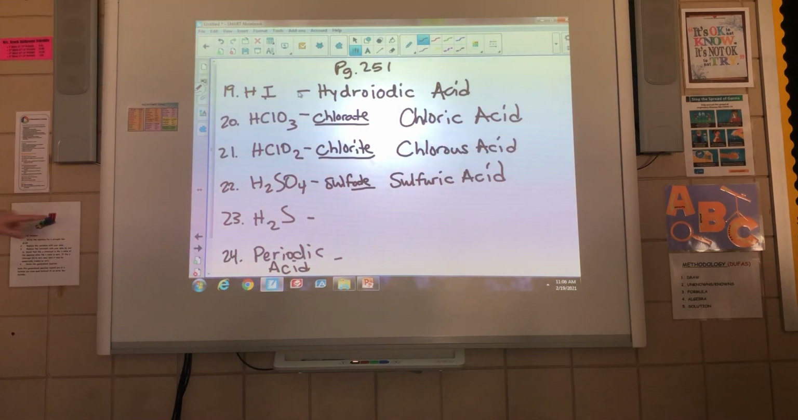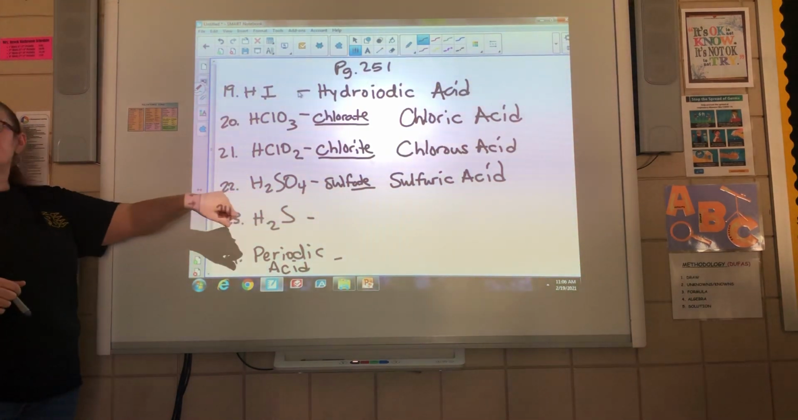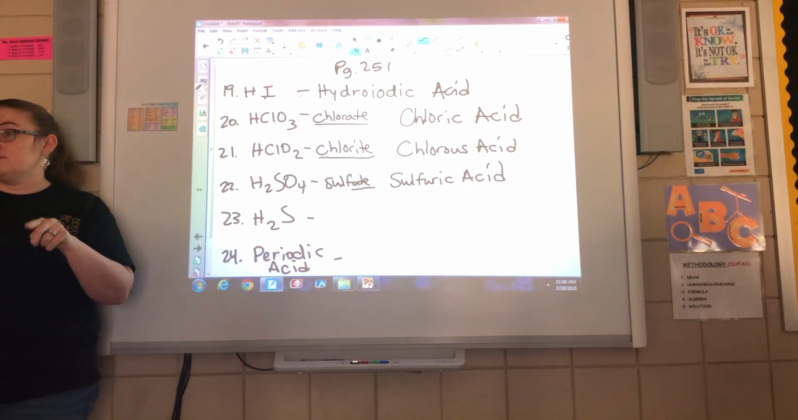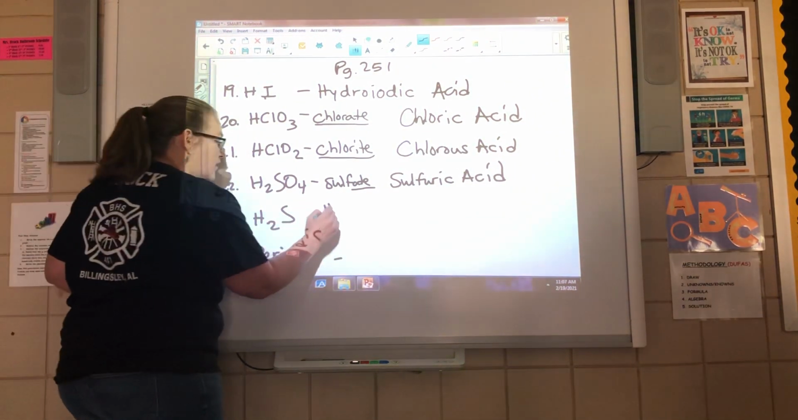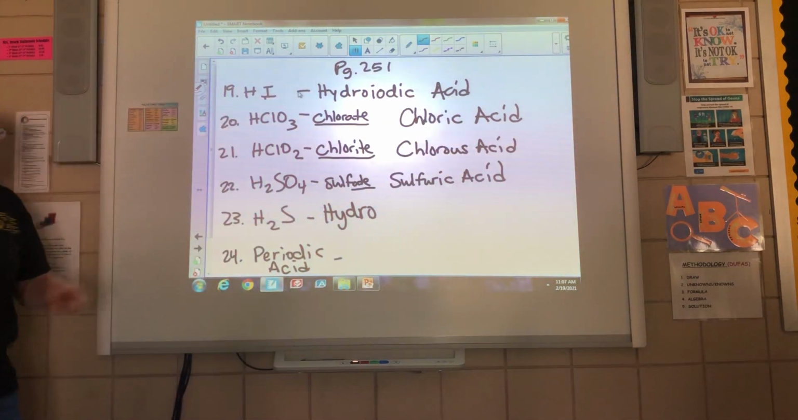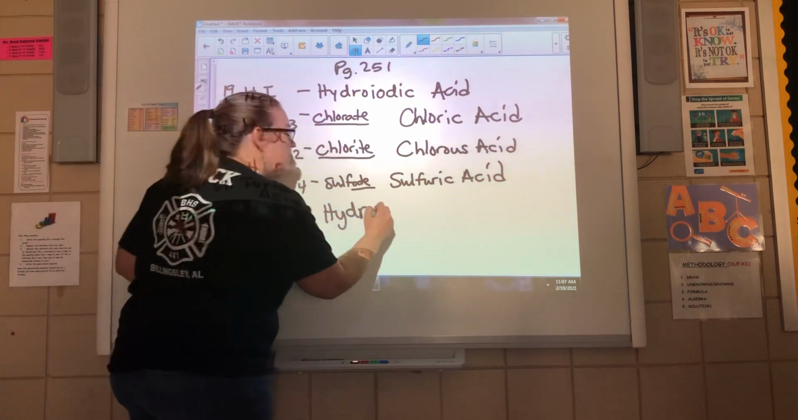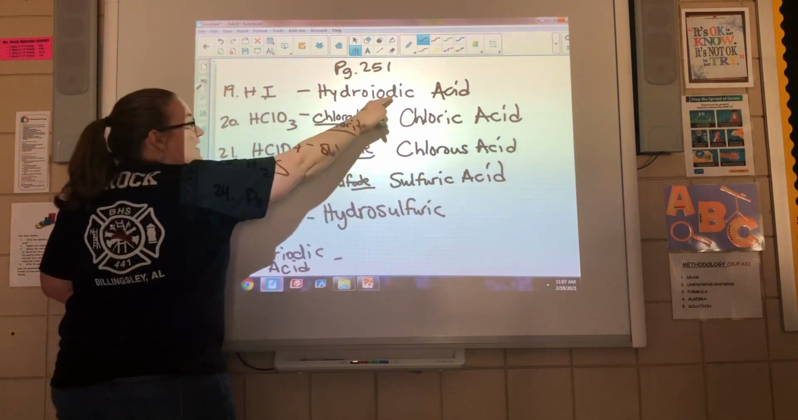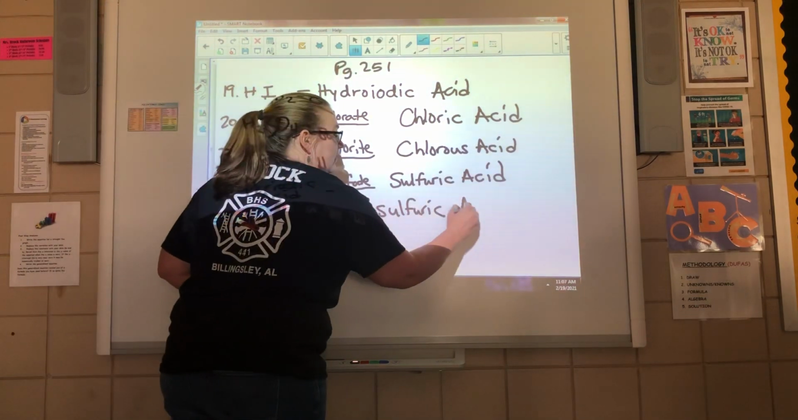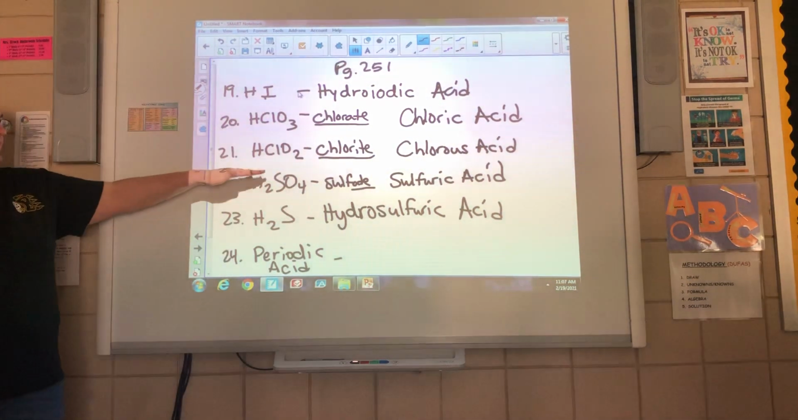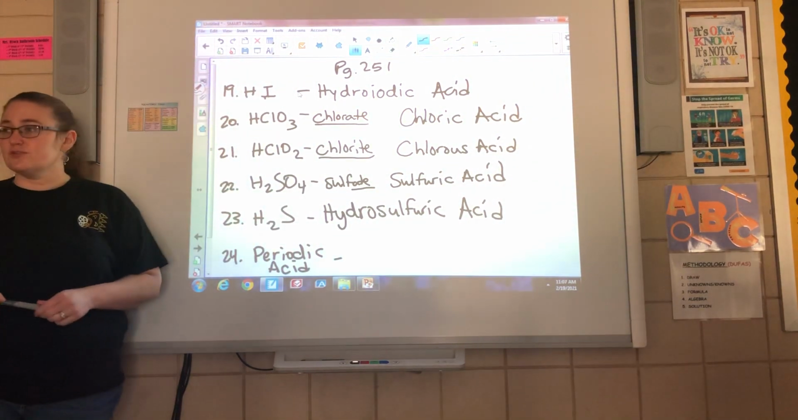All right, 23, binary or oxyacid? Binary, there's two. So what's going to go at the beginning of this one? Hydro. I know automatically. Hydro, what is that element? Sulfur. So hydro, sulfuric, I end up binary with an IC: hydrosulfuric acid. So you can see the difference here between sulfuric acid and hydrosulfuric acid.